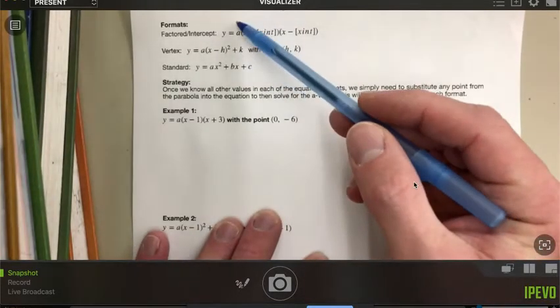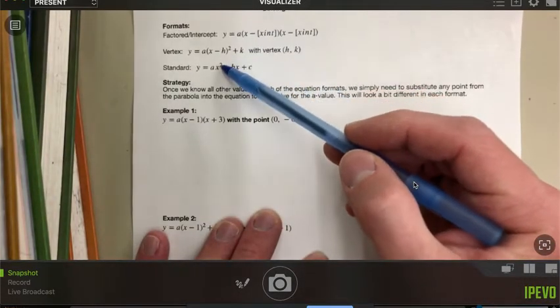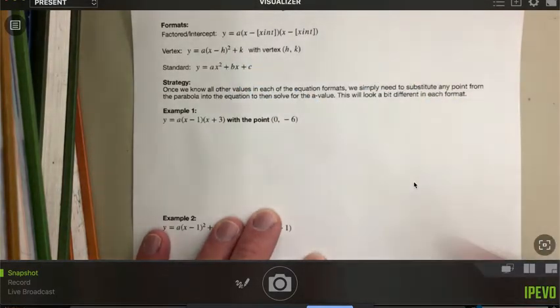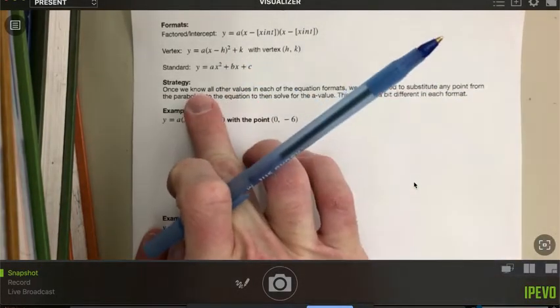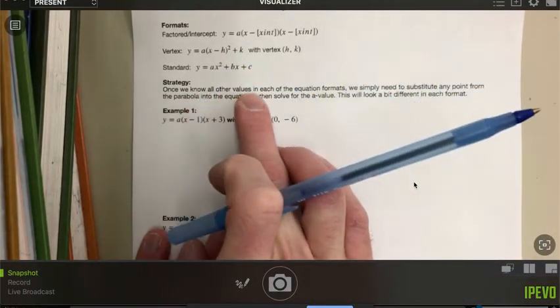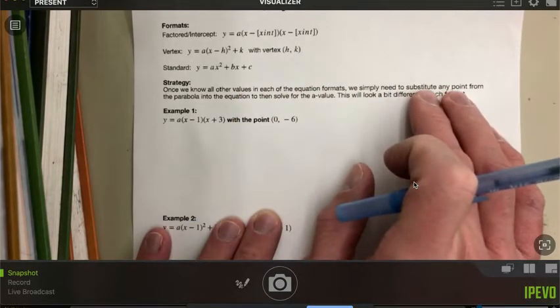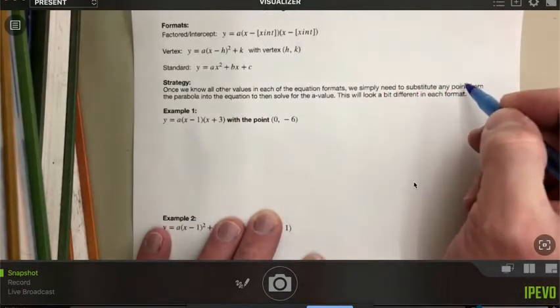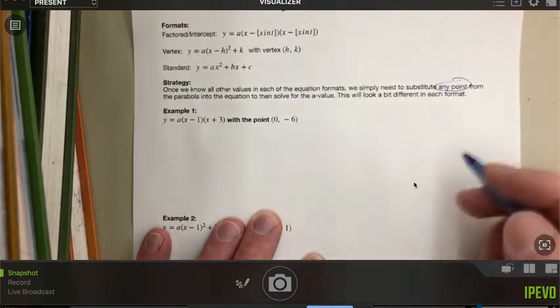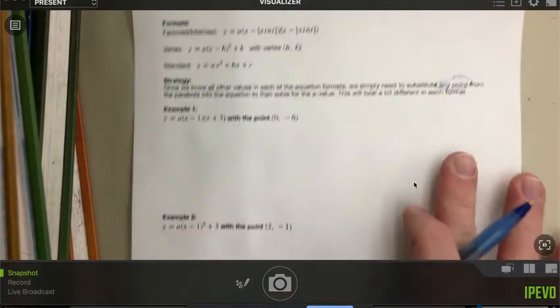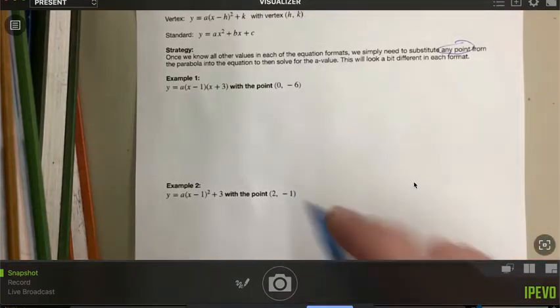And so we're going to look at a case with each type of quadratic equation format. And the way we do that is once we know all the other values in the equation, really we can take any point from the parabola. And I really want to emphasize that you can take any point and then solve for the A value. So let's take a look one step at a time.